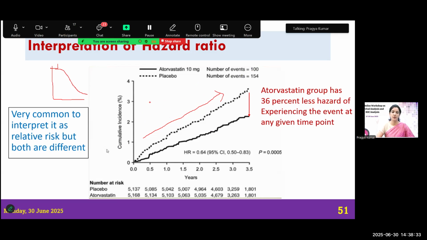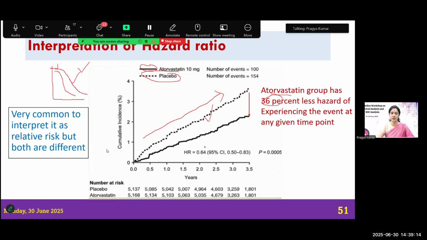What are the features? This is an example of the hazard curve, and you can see here that there are two groups. Opposite to the survival curve: in the survival curve, remember, the curve which lies up has got better survival probability. Here the curve which lies up means they have got more hazard. So if dash is the placebo and this solid line is for atorvastatin, you can say that the atorvastatin group has got 36% less hazard of experiencing the event at any given point of time.